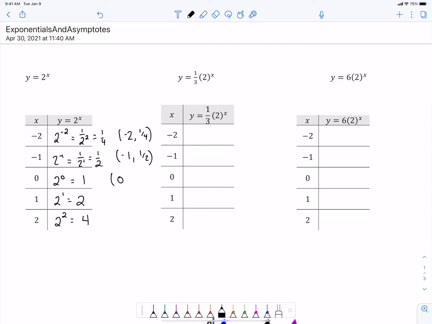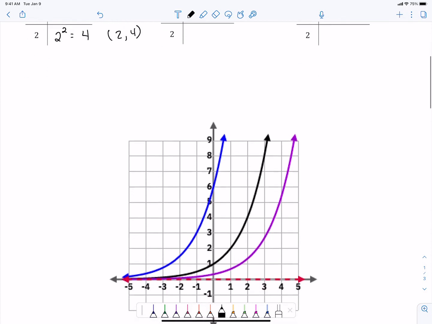And I've got it graphed down below here. It is the black graph. This is y equals 2 to the x. And I'll maybe graph this in red here. So the 5 points that we found were (-2, 1/4), (-1, 1/2), (0, 1), (1, 2), and then (2, 4). So we can see those points on our graph.